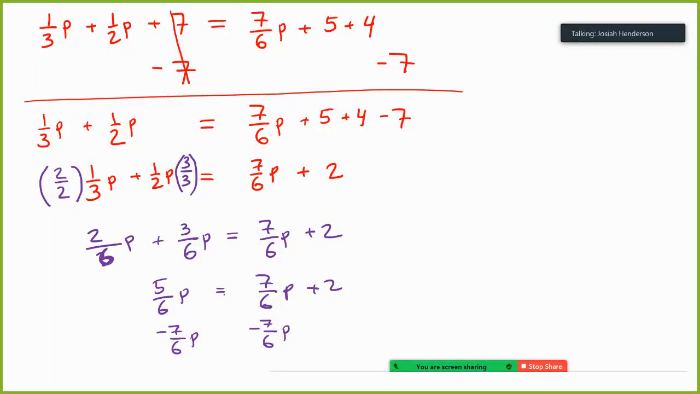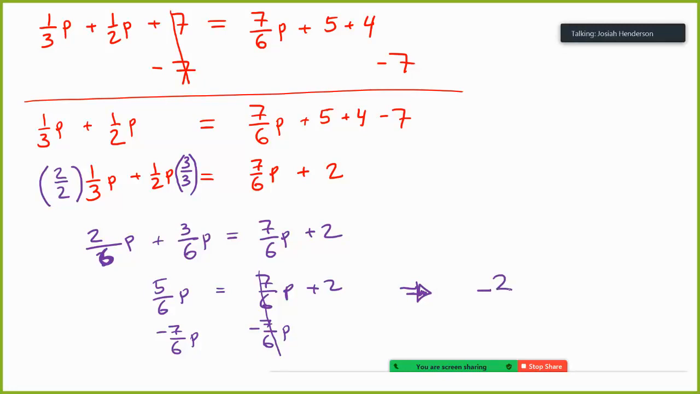Okay, so it's kind of hard to see when I wrote it up below and above each other. But on the right side, 7/6p minus 7/6p, well, those cancel. On the left, we're asking 5 minus 7. Okay, this is a little tricky, but it'll be a negative. 5 minus 7 is negative 2. So I'm going to continue here.